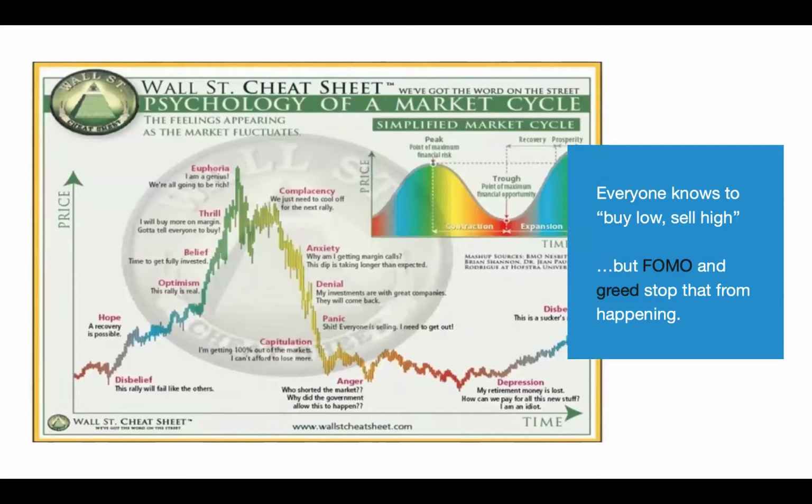A lot of you guys have probably seen this graphic before, this famous psychology of a market cycle. Basically, everybody knows that the strategy should be to buy low and sell high, but emotions always get the better of you. FOMO and greed stop you from making rational decisions in markets that are just unpredictable.